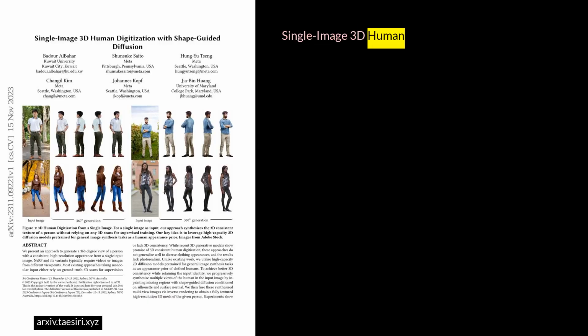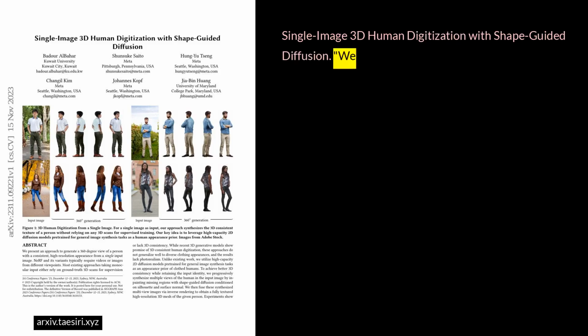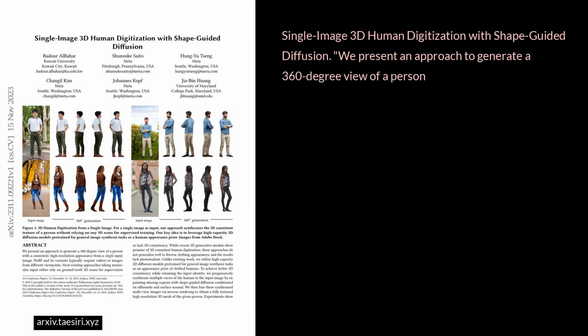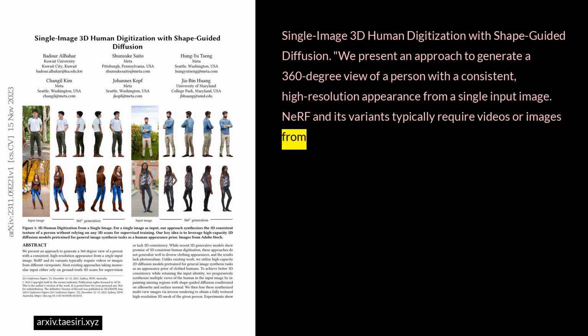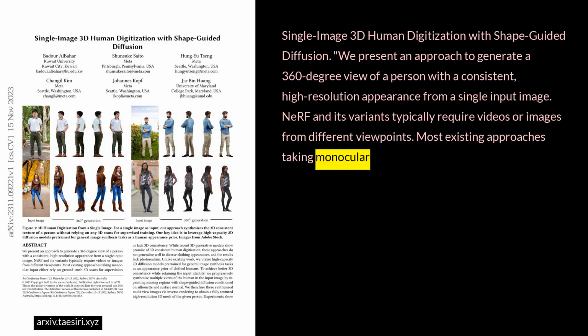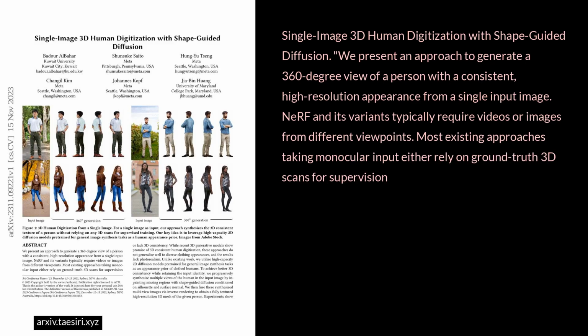Single Image 3D Human Digitization with Shape-Guided Diffusion. We present an approach to generate a 360-degree view of a person with a consistent high-resolution appearance from a single input image. NeRF and its variants typically require videos or images from different viewpoints. Most existing approaches taking monocular input either rely on ground truth 3D scans for supervision or lack 3D consistency.